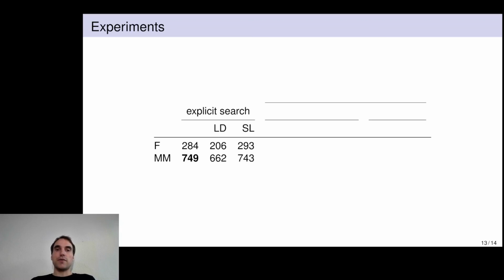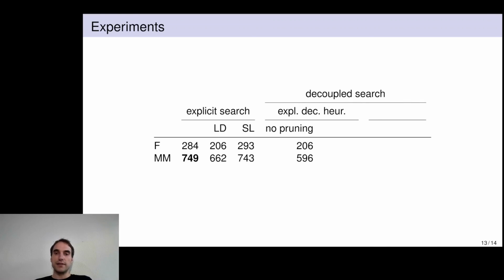Then we proceeded to evaluate decoupled search, and we started by evaluating the explicit decoupled canonical heuristics, so the exact computation, which is possibly very expensive. And there we first did it in the naive, non-optimized way, and we found that coverage results cannot really compete with explicit search. However, results got a bit better when we used our branch and bound algorithm with pruning and early stopping. However, still not really competitive with explicit search.